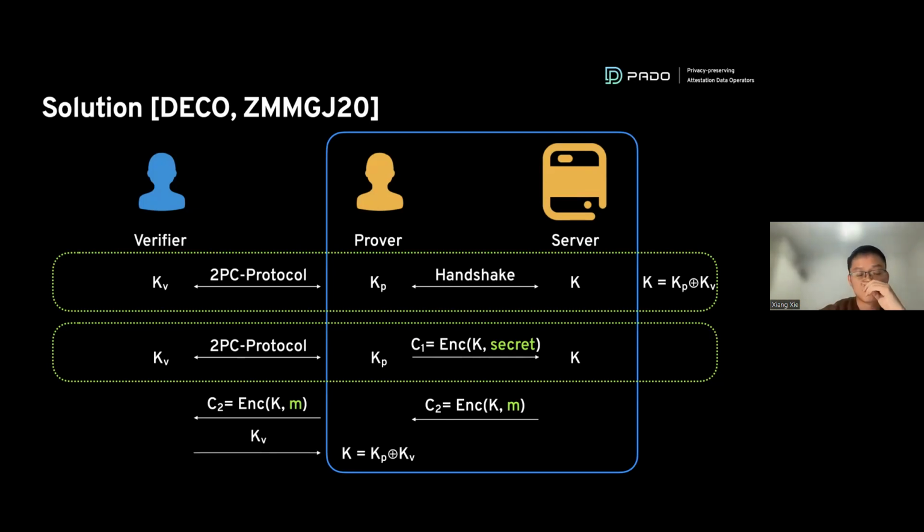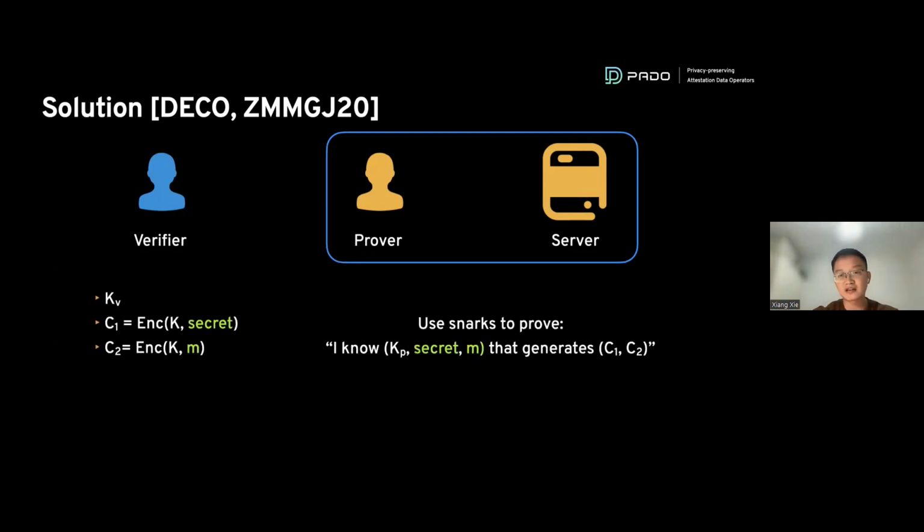And after that, the verifier will send back the share K_V to the prover, and the prover gets everything. Now everything is okay because the prover can decrypt all the transcripts, so he can see all the information he wants. And this time, although the prover has the key, he cannot change C2 anymore because the verifier already has it. There is no way to modify it. And at the end of this procedure, the prover then runs a SNARK to prove that, okay, I know K_P and the secret message that generate C1 and C2.